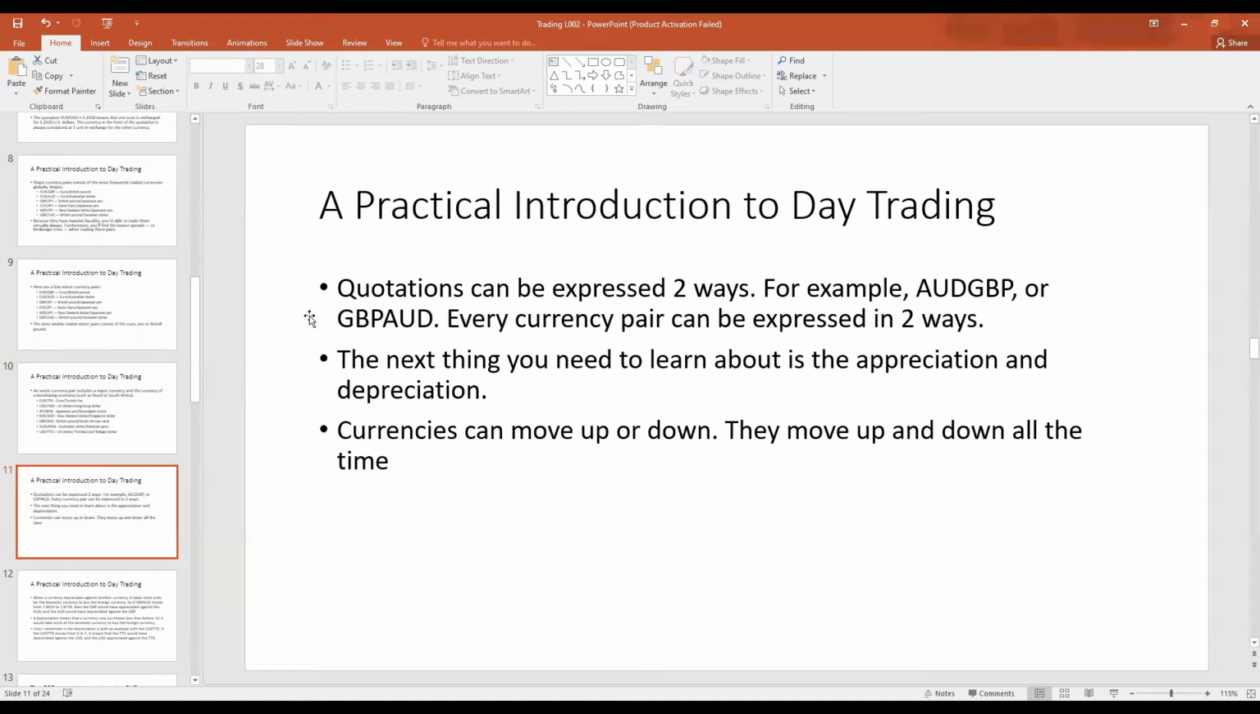So quotations can be expressed in two ways. For example, we can express one quotation as the AUD GBP, or it can be expressed as the GBP AUD. Just remember that when we express it like this, the currency in front is the currency that we noted as 1.